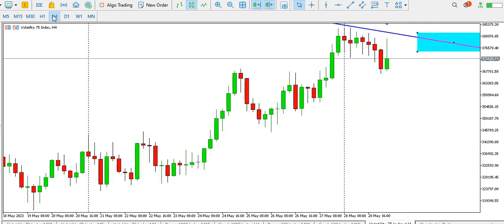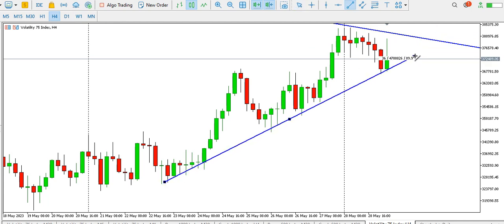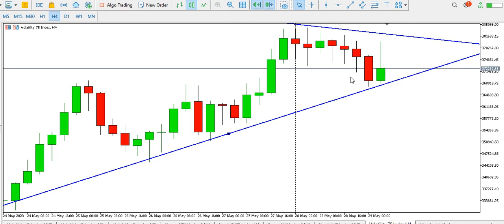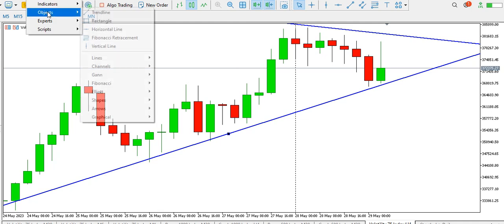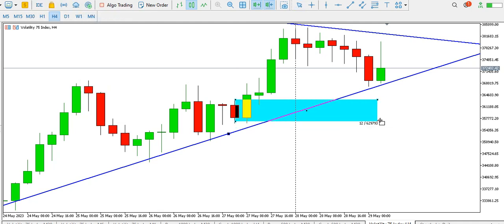On the 4-hour time frame, we can see that price is currently moving in a bullish direction, and what we have is a retracement to this trend line. If the retracement continues, price might target this particular support area where we have this particular order block with support. I'm talking about the 36000 level.